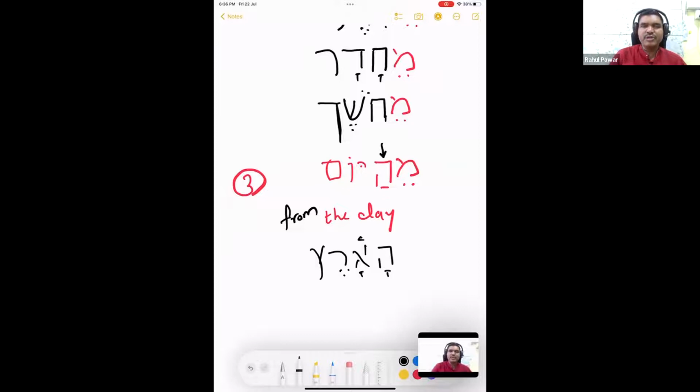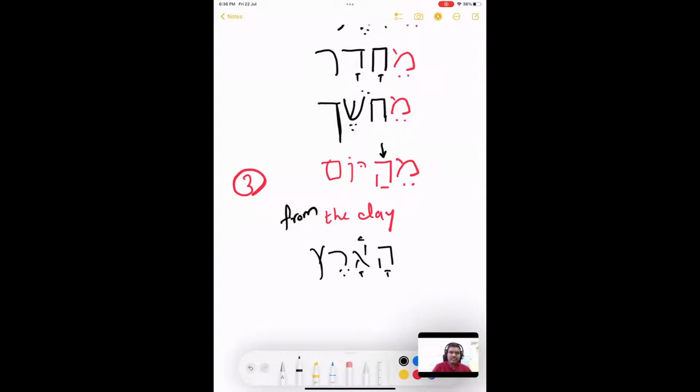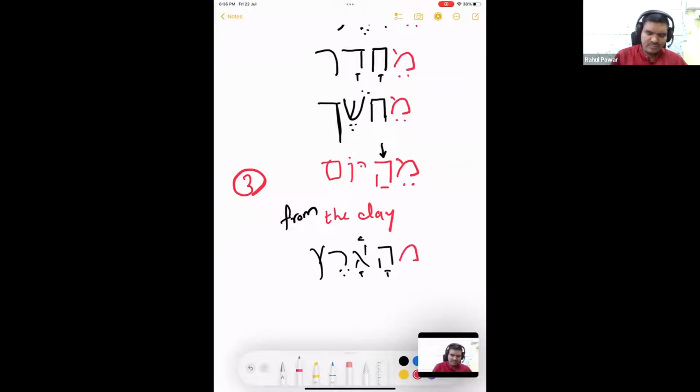So what will be the pointing of mem here? Mem with sere. Me-ha'aretz. Bereshit bara Elohim et hashamayim ve et ha'aretz. Me-ha'aretz. So this is me-ha'aretz, from the earth.